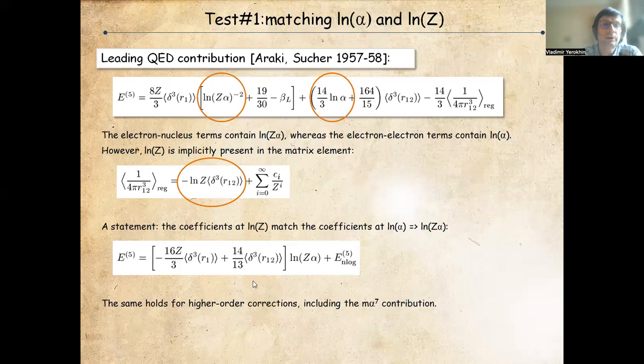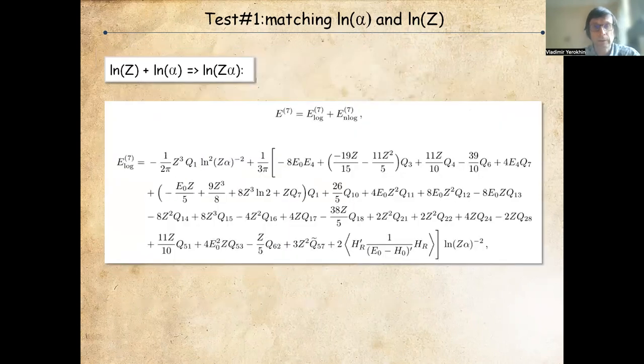So we can join them and write these known formulas in a different way, where there is only the logarithm of Z alpha and parts which do not contain any logarithms. So this matching of logarithms is quite surprising. We don't know why it is so, but it is so in all formulas we can check that we know today. And we checked that this is also true for the contribution of m alpha^7.